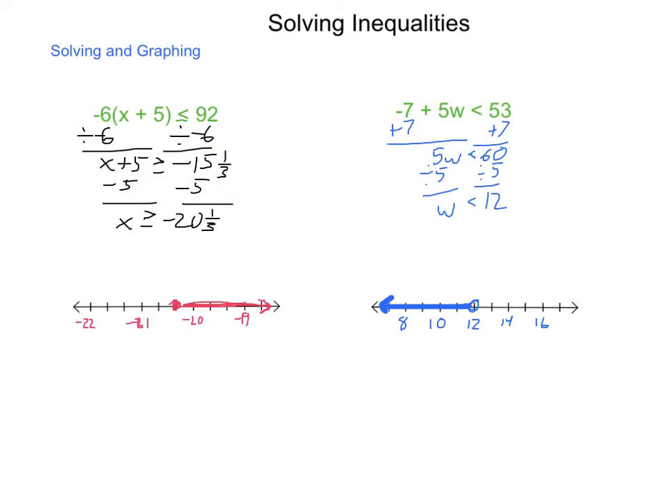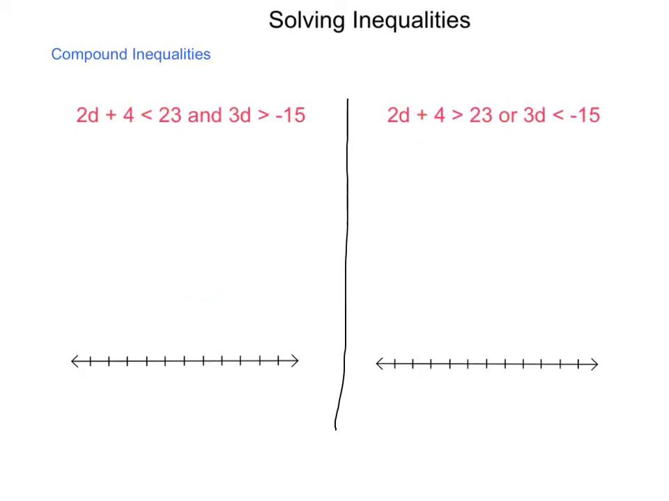Okay, so that's basic graphing of inequalities, including solving the equation. Now, when we're dealing with inequalities, we have occasion where multiple things can be happening at one time, and this is called a compound inequality. They come in two parts: they come in and, and they come in or. So let's solve one of each and see what the graphs of these ones look like.